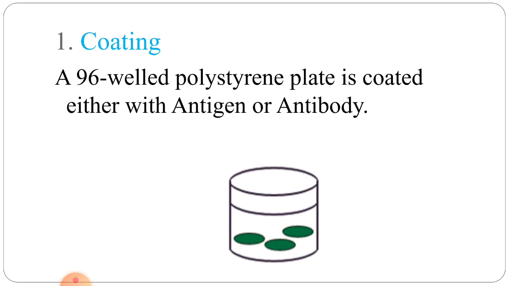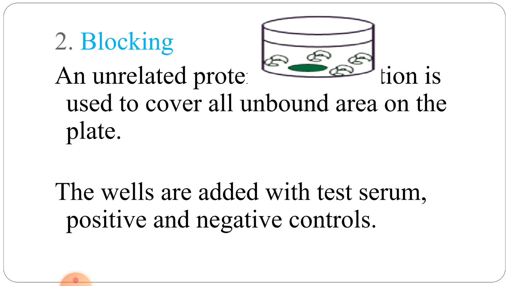Coating: a 96 well polystyrene plate is coated either with antigen or antibody. An unrelated protein is used to cover all unbound areas on the plate. The wells are added with test serum, positive and negative controls.